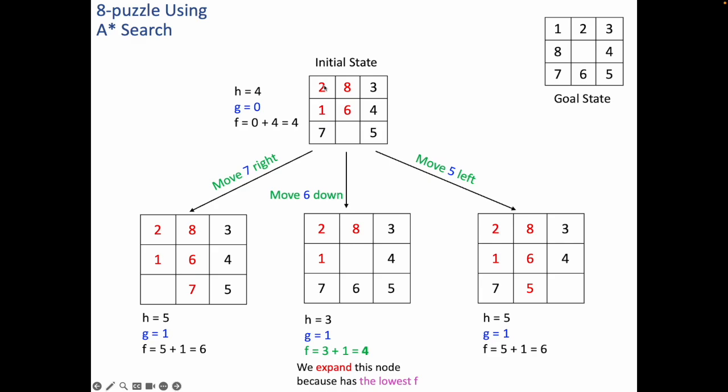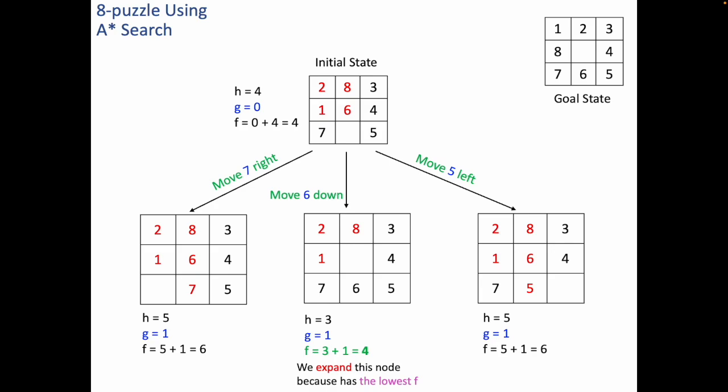I always start from the first, tile 1, but we can do it in any order. For example, tile 1, so this is how it looks right now: 2, 8, 3, 1, 6, 4, and 7, 5, right? Which ones are misplaced? 2 is misplaced, 8 is misplaced, 1 is misplaced, 6 is misplaced, and 3, 4, 5, 7 are in the correct position, right? You always compare with your goal state, whatever the goal state is.